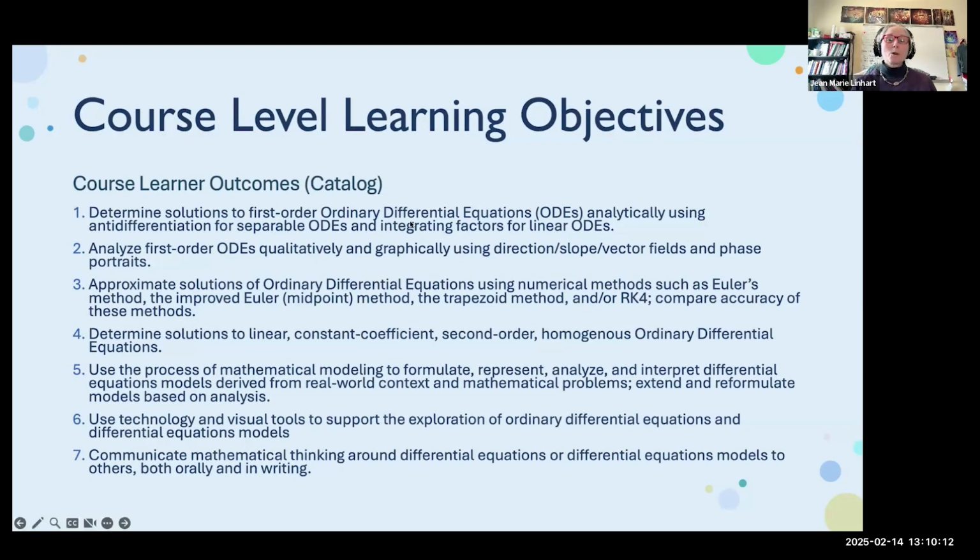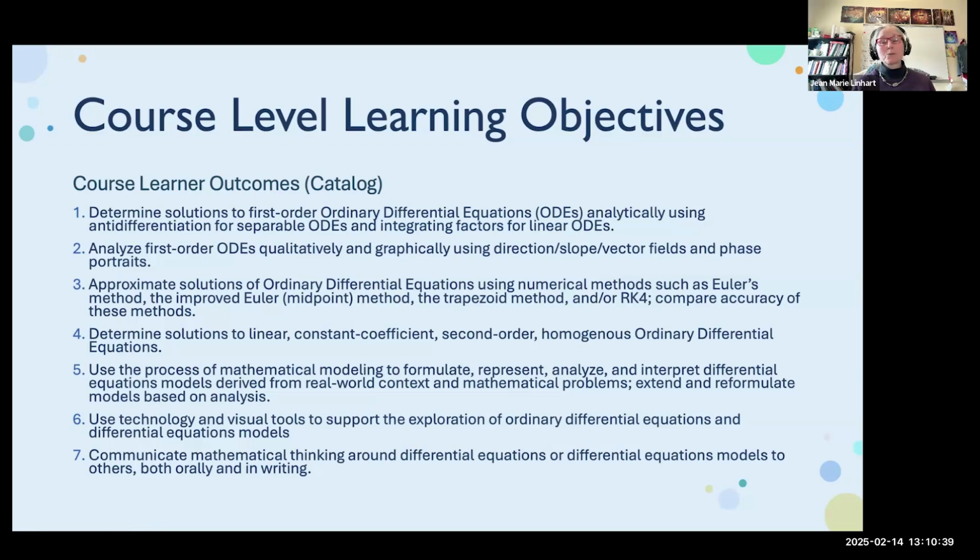You can see that we were pretty explicit: when we're talking about determining solutions to first order differential equations, we're really talking about separable methods and the integrating factor for linear ODEs. The second learning objective is all the qualitative methods that you think of. I don't have time to do a ton with bifurcations, although I certainly got that material covered last quarter.